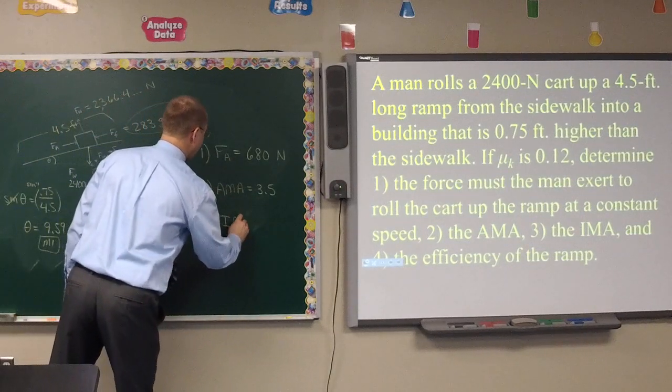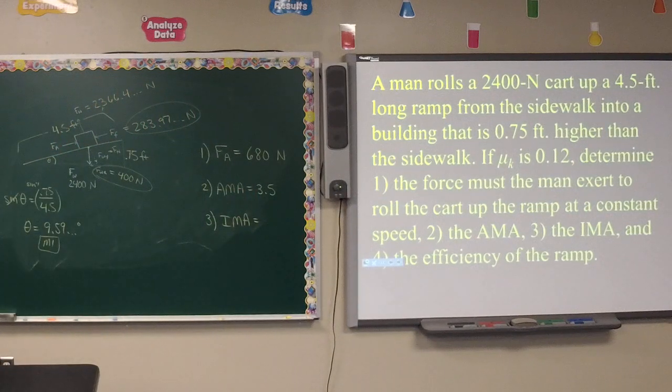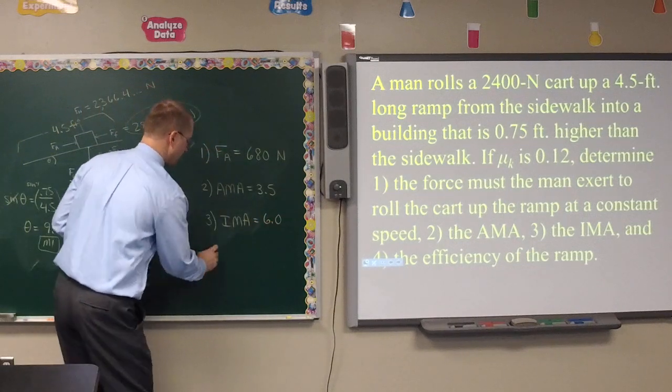Third, they want the IMA. How do I find IMA? Length over change in height. Good, length over change in height. So 4.5 over 0.75, or you take the sine of theta and take the reciprocal. It's probably easier to do 4.5 divided by 0.75. What's the IMA? 6. Exactly 6, but I need 2 sig figs, so I'm going to say 6.0.